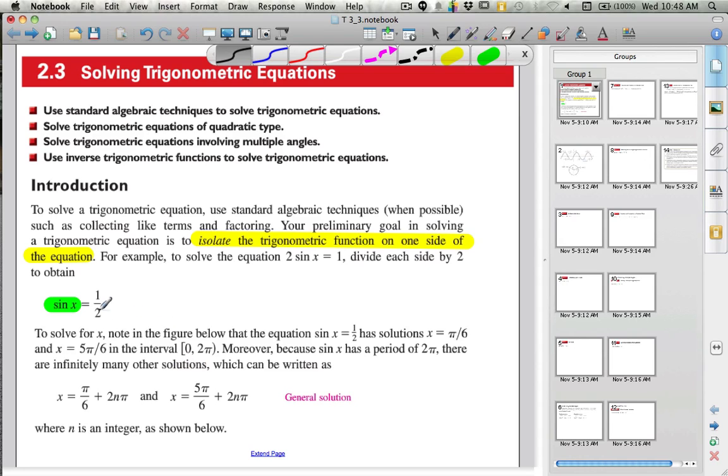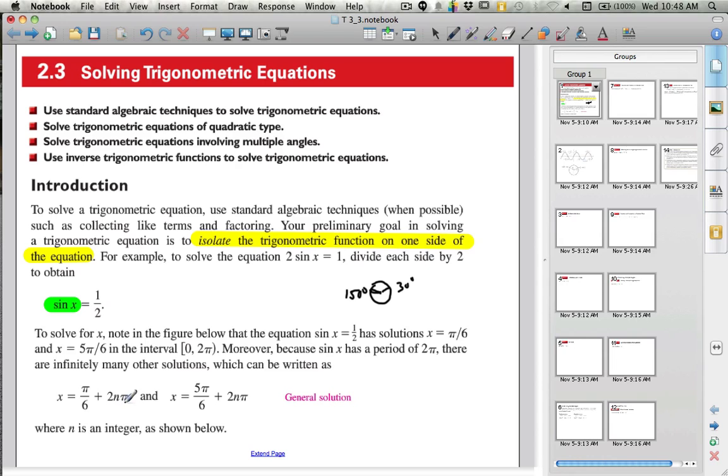So where are the angles where sine is equal to 1/2? Sine again is related to the y coordinate from the unit circle. So where the y coordinate was 1/2 would be over here, and also over here on the other side. This one would be 30 degrees, and this one over here would be 150 degrees. Or if we were working in radians, it would be pi over 6 or 5 pi over 6.